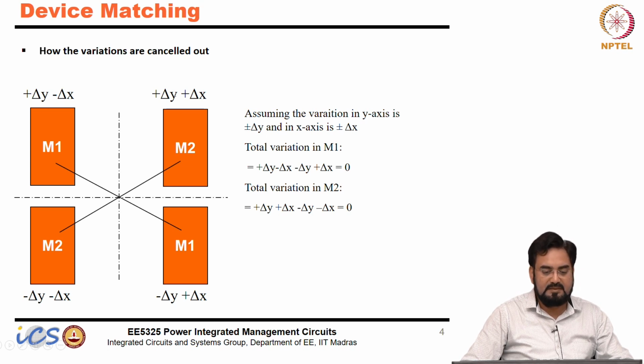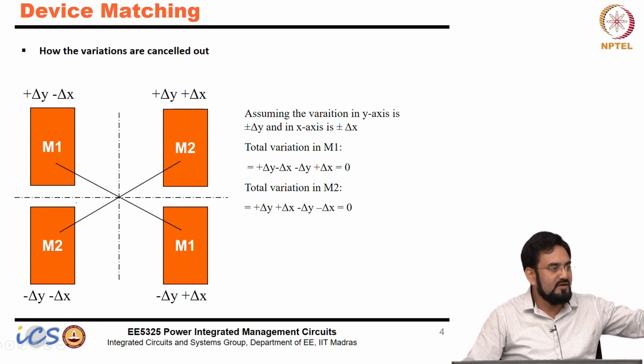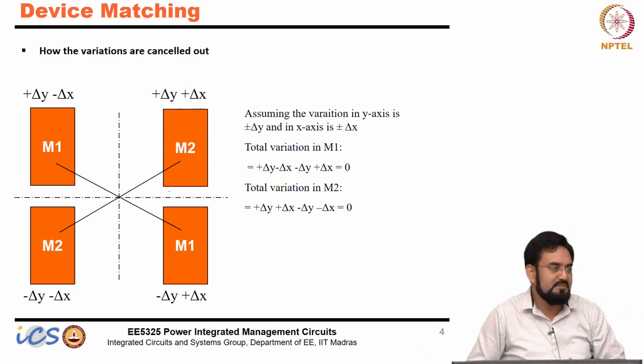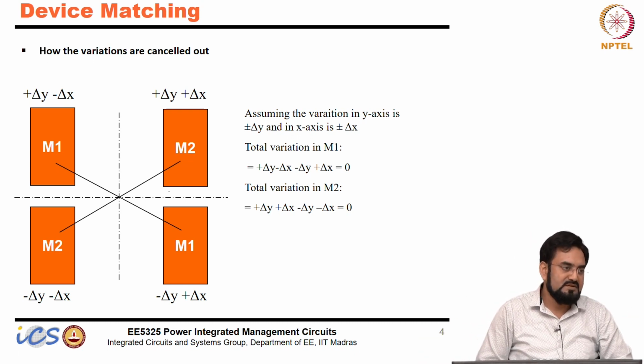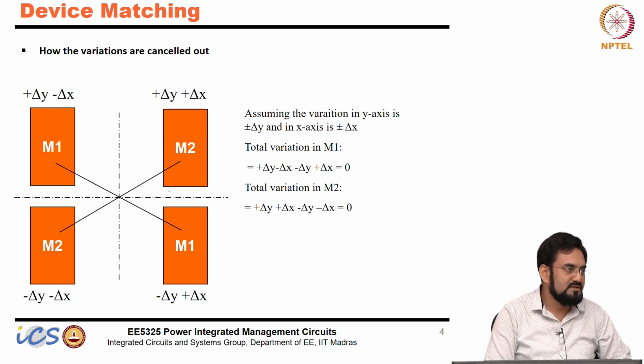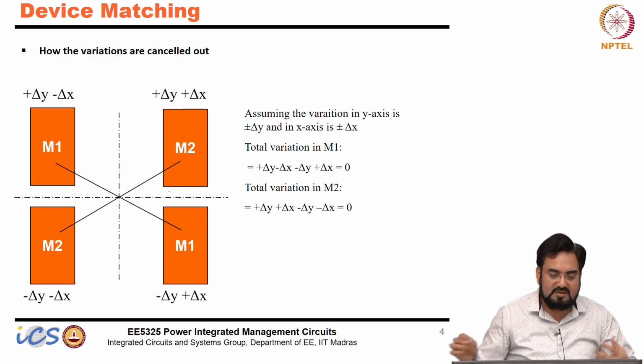This one will see plus delta y, plus delta x. Now I have placed M1 diagonally, so this will see minus delta y, plus delta x. If you add them together, they will on average cancel out, and the total variation in both devices will be 0. So M1 will look exactly the same as M2 with respect to temperature and process. This is called common centroid.